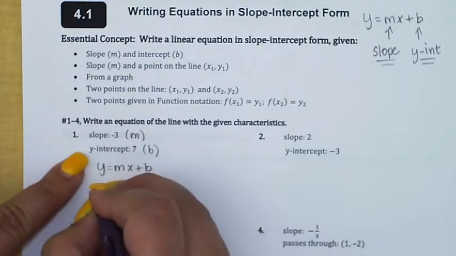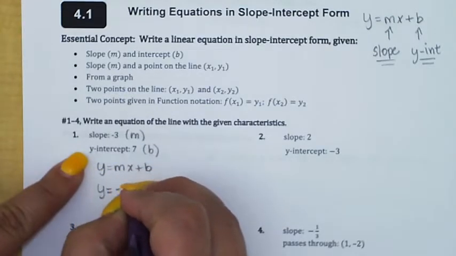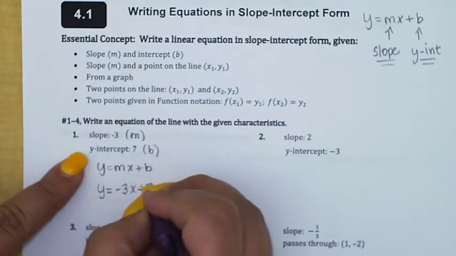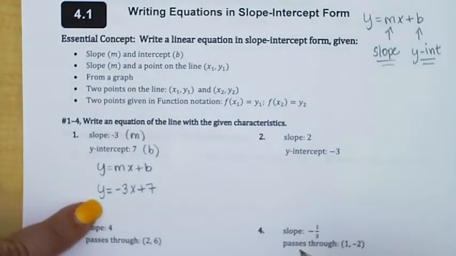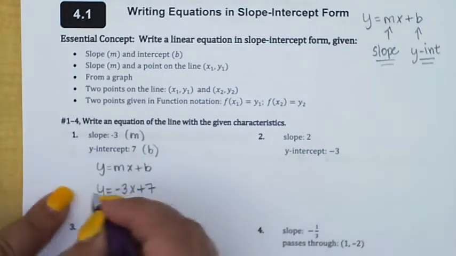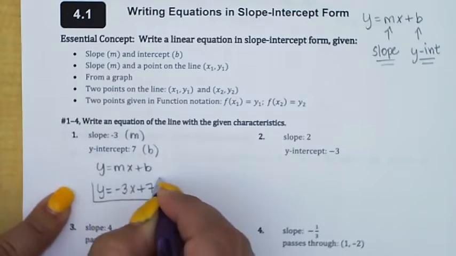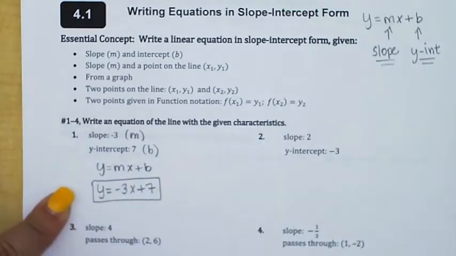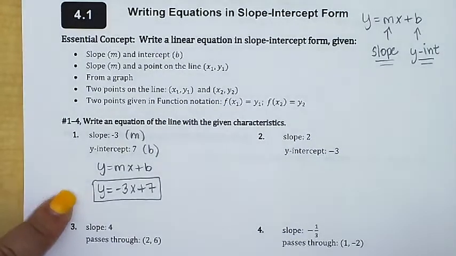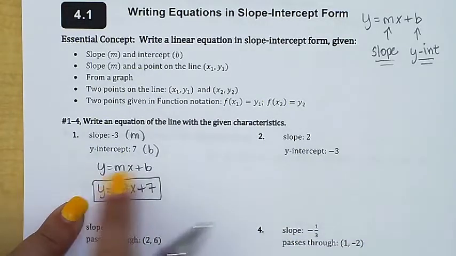As long as I insert those numbers in the correct location, I am able to write my equation really quickly and easily here. So this equation would then be y equals -3x plus 7, right? So make sure that this is nice and sharp. All right, so nice and easy.